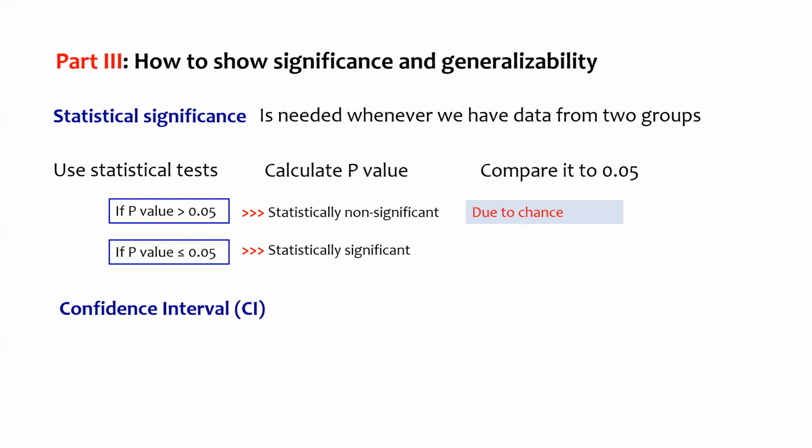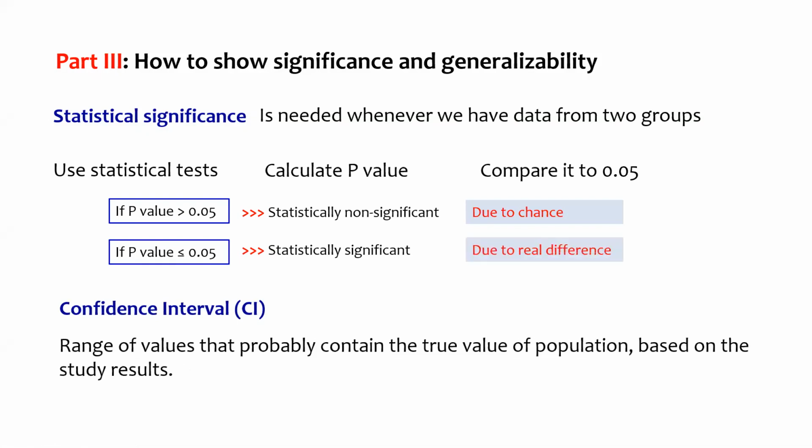This is for the p-value. Confidence interval is the other important term. We are going to talk about it later on. It is a range of values that probably contains the true value of the population. How is it calculated? It is calculated through special equations based on the results of the study. So with any study, whenever it is relevant, we should measure the p-value and confidence interval.